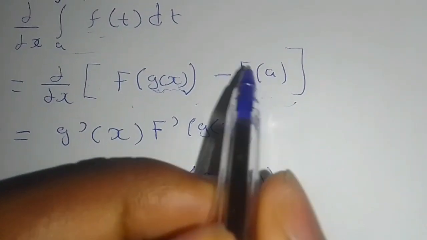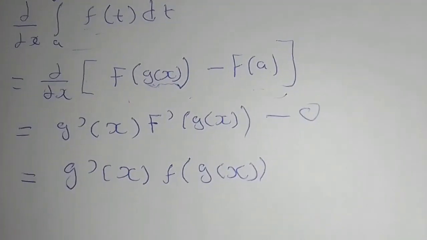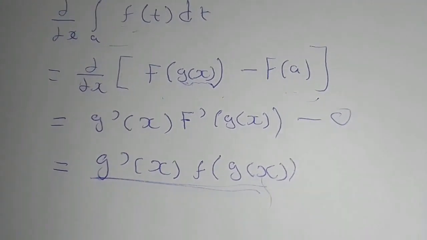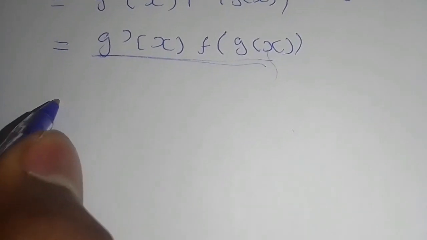And now since capital F at a is some constant, that derivative will be 0. So you just end up with something like this. That's just the derivative of that. That's the fundamental theorem of calculus.